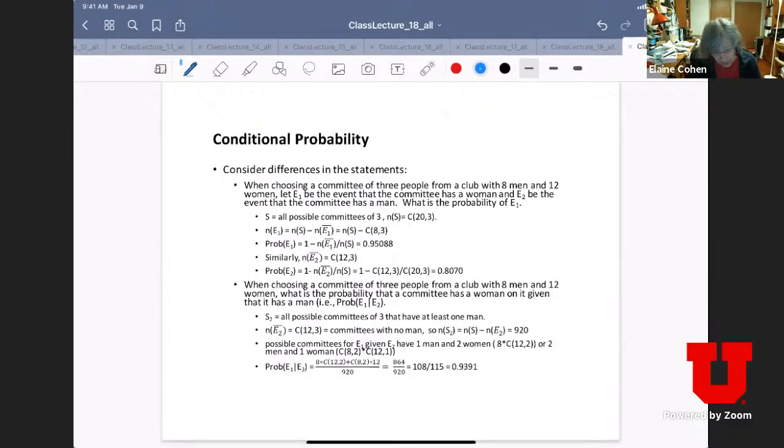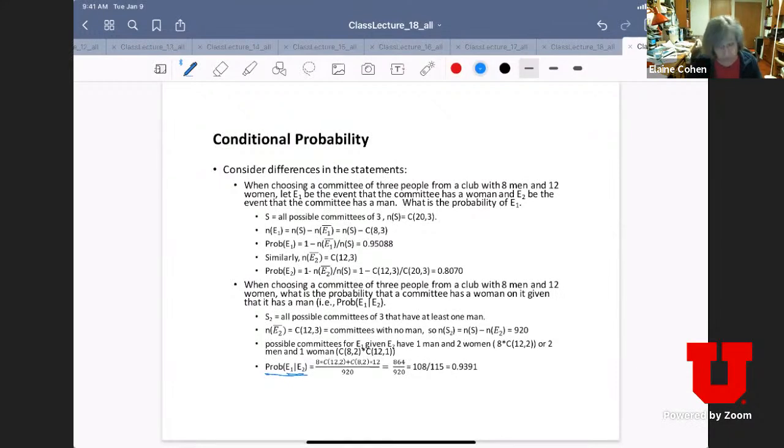So when choosing a committee of 3 people, what's the probability that the committee has a woman on it, given that it has a man? So let's assume that the man was chosen first, since order doesn't matter here. Let's assume it's chosen first. So now we're asking, what is the probability that it has a woman, given that it has a man? Okay, you notice the given part. So that tells you it's E1 given E2. So we have to figure out a few things that way, okay?